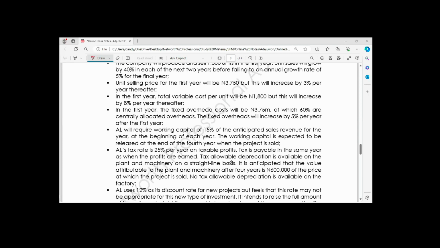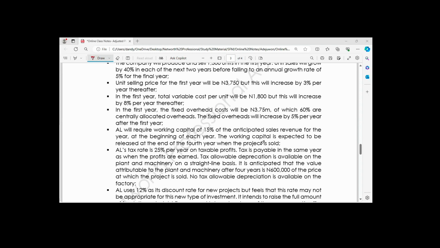Tax allowable depreciation is available on the plant and machinery on a straight line basis. It is anticipated that the value contributable to the plant and machinery after 4 years is 600,000 naira of the price at which the project is sold. No tax allowable depreciation is available on the factory.